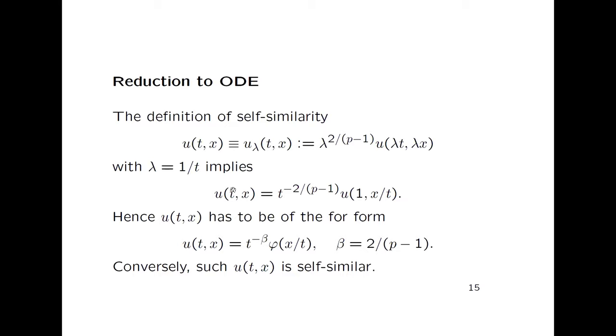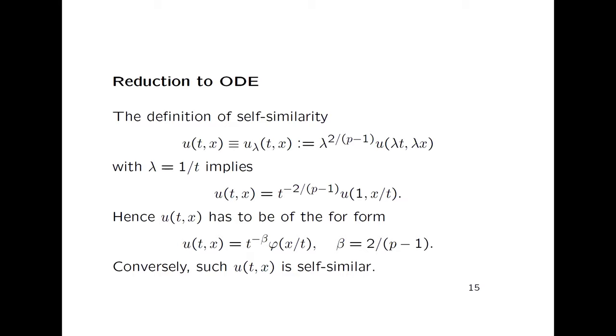So if the self-similar solution exists, then u satisfies this relation. The right hand side has a factor of a power of t and a function of x over t. So anyway, a self-similar solution must be of this form, t to the power minus beta, where beta is 2/(p-1), times another function of x over t. u must be of this form. Conversely, such u is self-similar. We can very easily check that this u satisfies this identity. So the self-similar solution is always of this form.